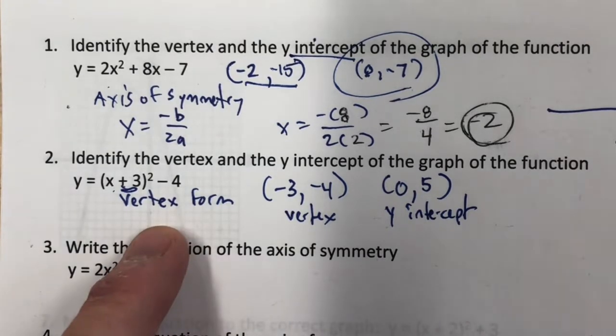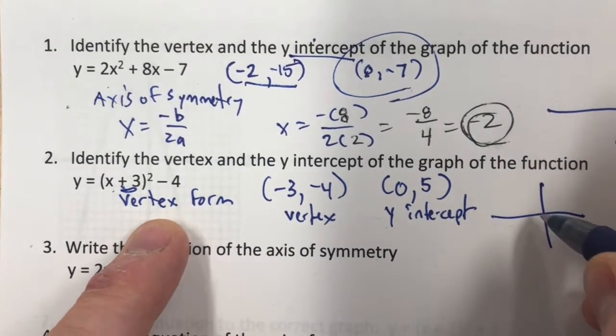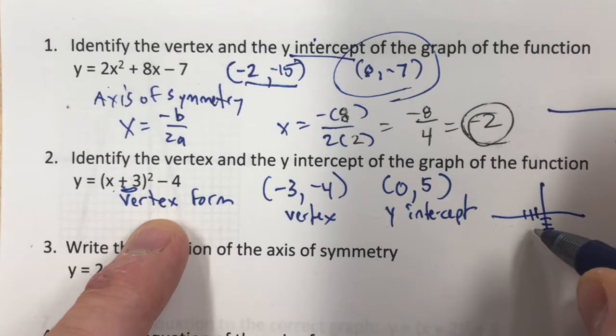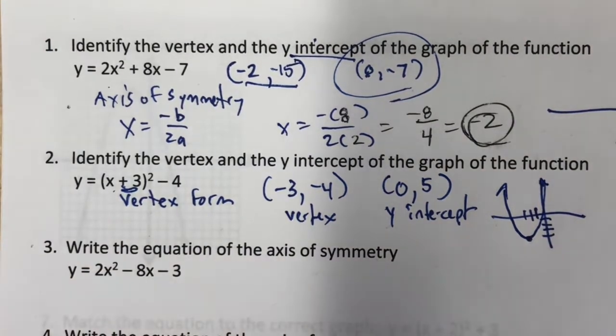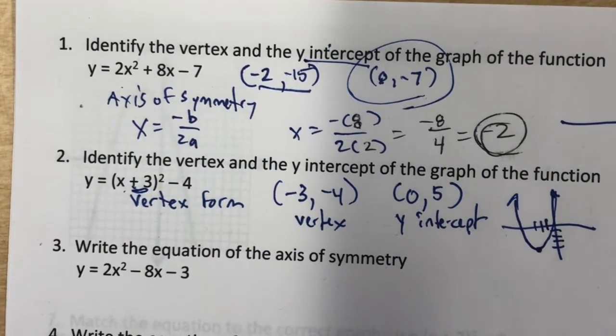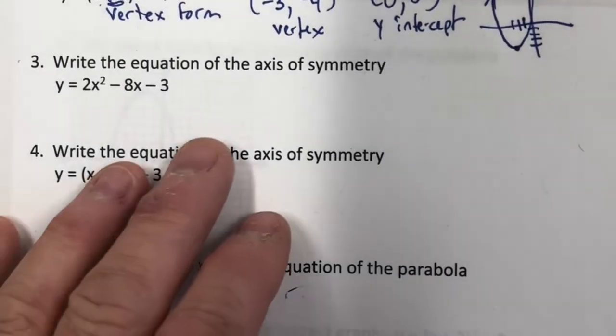And of course the vertex, that means at negative 3, negative 4, right here's the vertex of this parabola, and it does something like this. See, that's what the graph will look like. We'll get to that in just a little bit. Okay, number 3. Write the equation of the axis of symmetry.